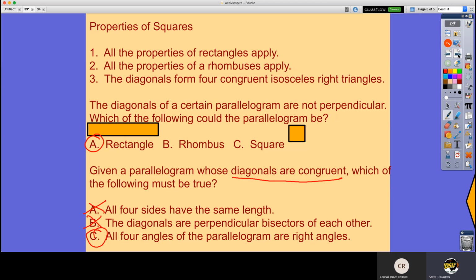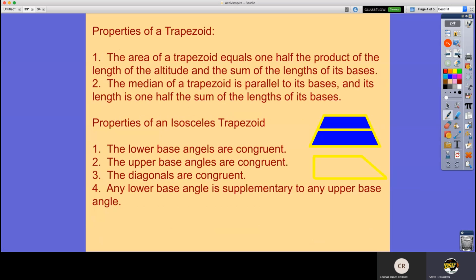Trapezoid. Go ahead and copy it down, and we'll talk through it. Deal with it. Some of you don't have English today. We'll just make up for it.